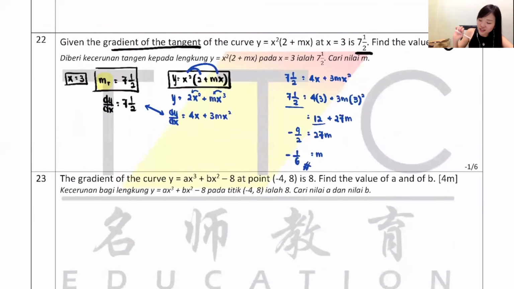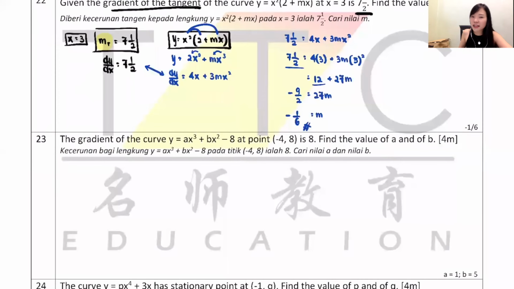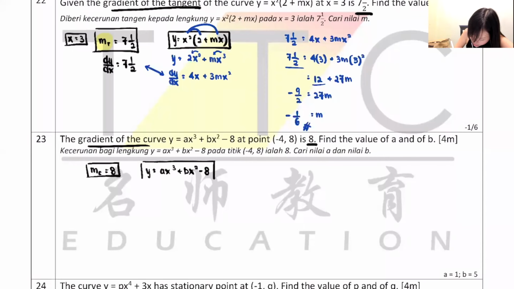Let's go on. Question 23. They say the gradient of the curve at point negative 4, 8 is 8. I think it's the same thing. They say 8. What is this 8? It's the gradient of the curve. So I repeat again: gradient, I'll write M, curve, I'll write C. They try to tell me the gradient of the curve is 8 for this particular curve. This time they didn't give me the dy dx straight away, but they give me a curve equation. This time, they didn't tell you the x value, but they tell me a point, negative 4, 8.